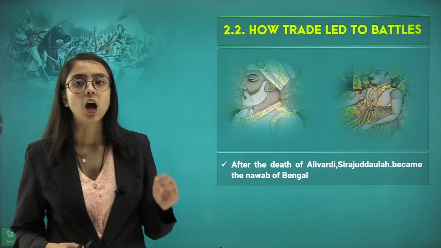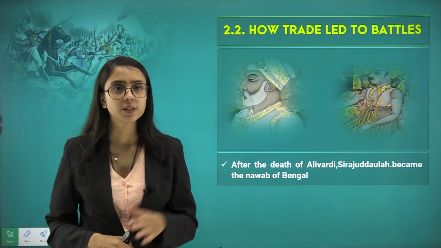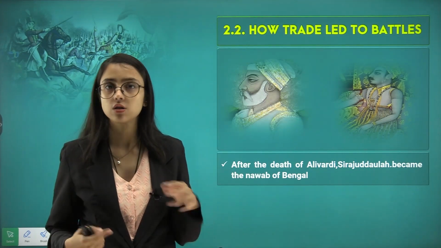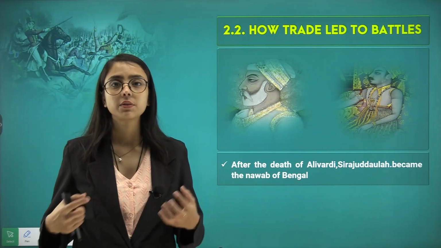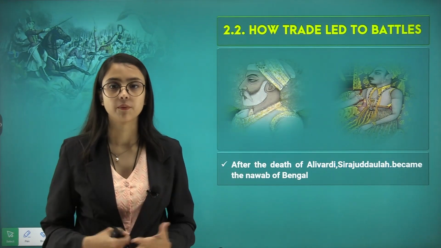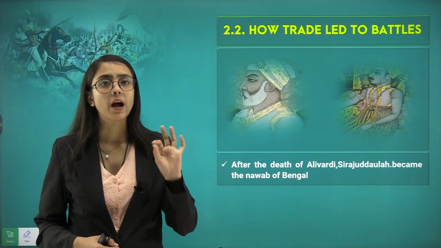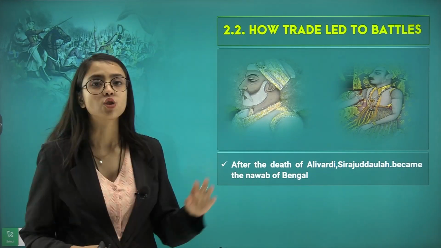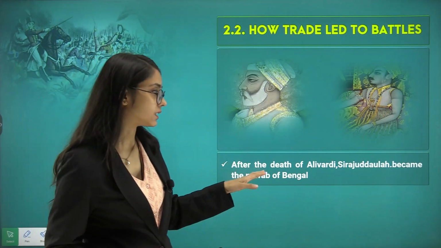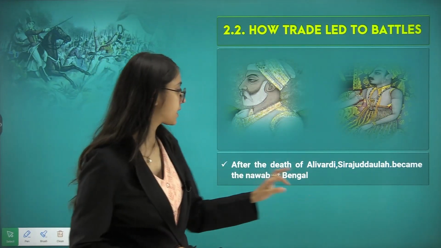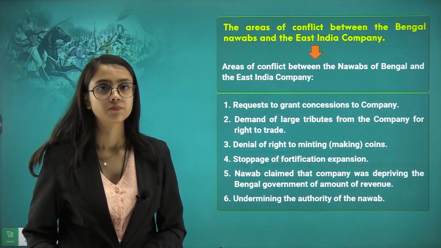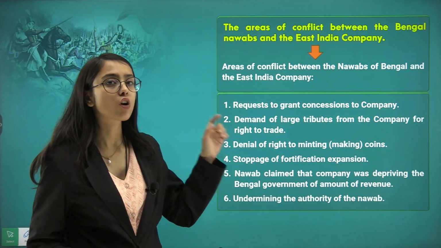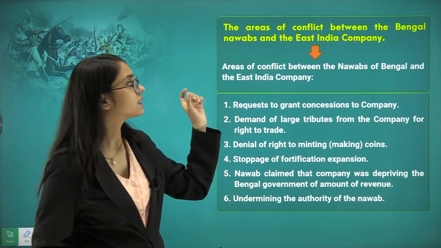Now, how trade led to battles. As we discussed earlier, to remove competition, of course, the different companies started to battle against each other. There were also battles among the Indian rulers and the East India Company. After the death of Alivardi, Sirajuddaulah became the Nawab of Bengal. So, the areas of conflict between the Bengal Nawabs and the East India Company.